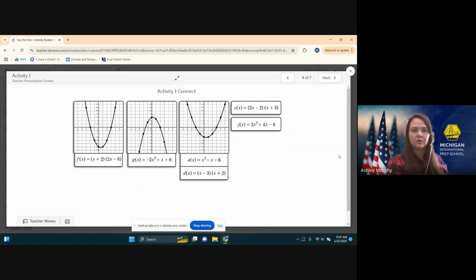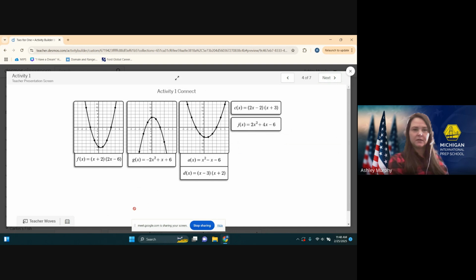Okay, so let's see here. This graph has standard form and factored form with it. So standard form and factored form make the same graph. I like to say it's like writing your name and then writing your name in cursive. It's still your name. So you can write a function in standard form or write it in factored form. It's still the same parabola.